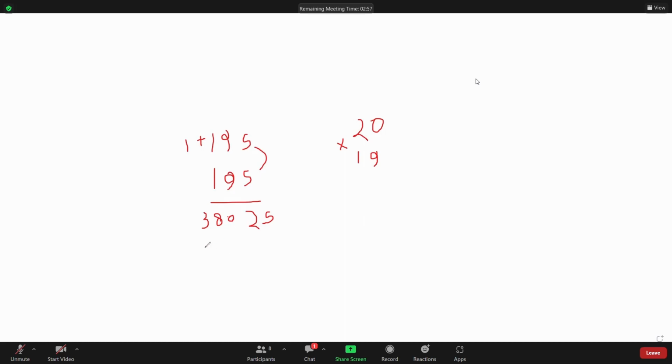No, this is the answer. Yeah, it may take a minute. Try using the calculator. You are checking with the calculator, right? So 195 into 195. This is the only answer.